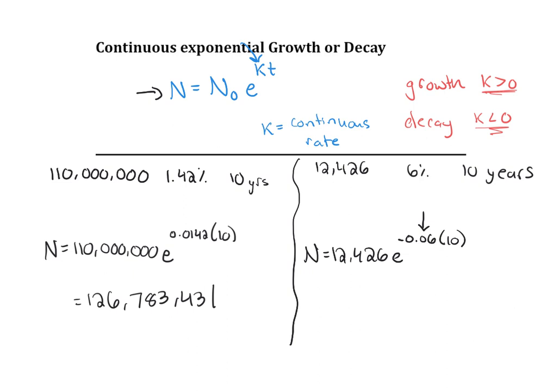And then the next one, it should decay to about 6,820 people. So there is your full video on exponential growth and decay and compound interest.